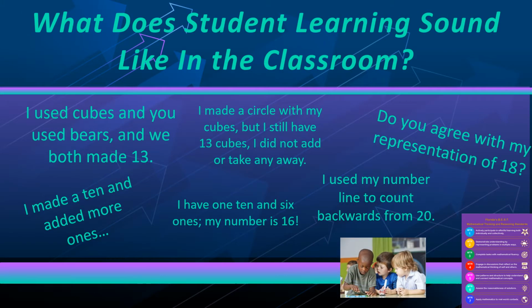What should the students' thinking sound like? Well, students should be using the vocabulary taught throughout the units to explain their connections and models. For example, I made a 10 and added more 1s. Students should be identifying numbers to 20 as 10s and more 1s. A student might explain how they know what number is on their card by saying, I have 1 10 and 6 more 1s, so my number is 16. This shows that they have built an understanding of place value.